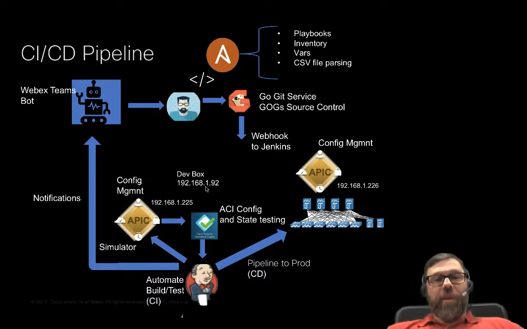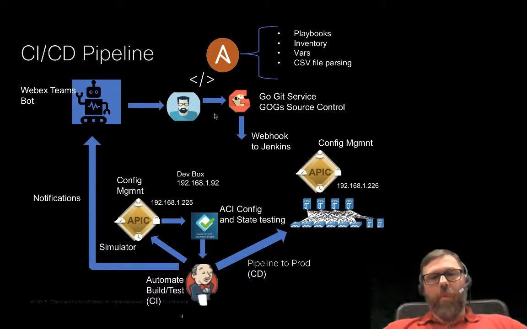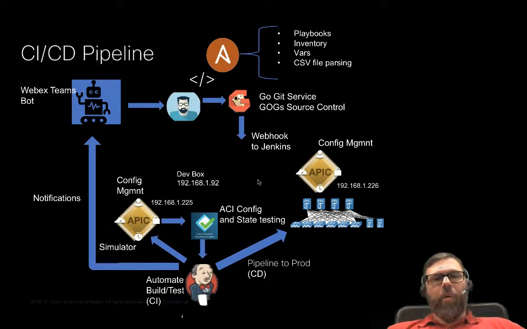then if everything is okay, then ultimately what would happen in the pipeline is that code would be merged from our dev branch that we're working from in the left-hand side of the demo over to our master branch, where we would ultimately promote that configuration change and use the master branch of the Git repository to push those changes to the production APIC.